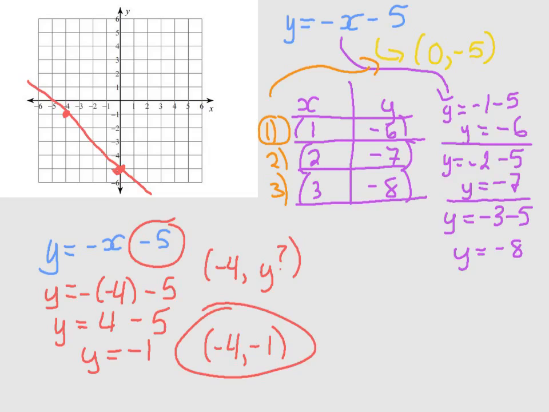Okay, so to draw a line: 1, use your b, and 2, find a second point.